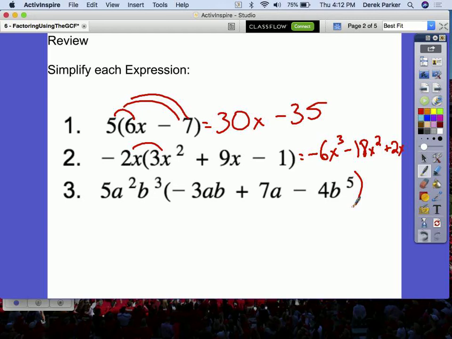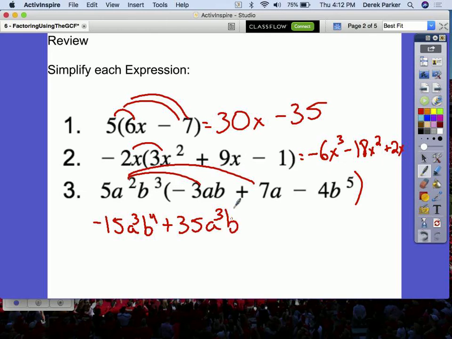The last one, 5a squared b to the third power. Multiply the 5 and the 3 and you get negative 15. A squared times a is a to the third power. B third times b is b to the fourth power. Now distribute to this one. Plus 35. A squared times a is a to the third power. And just bring the b3 there.